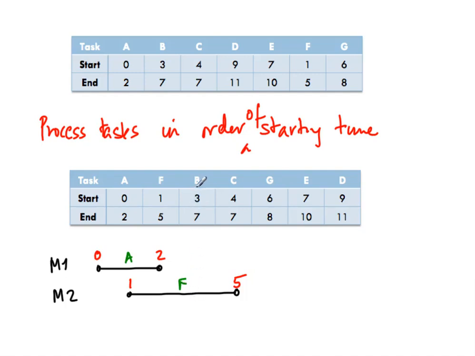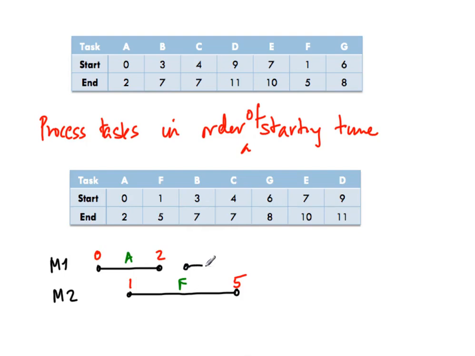Now we come to task B. Now B starts at time 3. At time 3, machine 1 is now free, because machine 1 has already finished its job at time 2. So we can reuse this machine. We don't need a fresh machine. Right? So this is the kind of optimization that we would like to do to minimize the number of machines. Reuse a machine whenever it's possible.